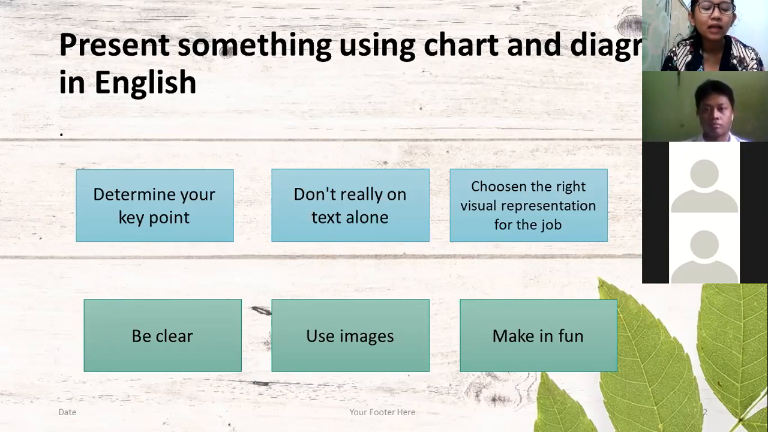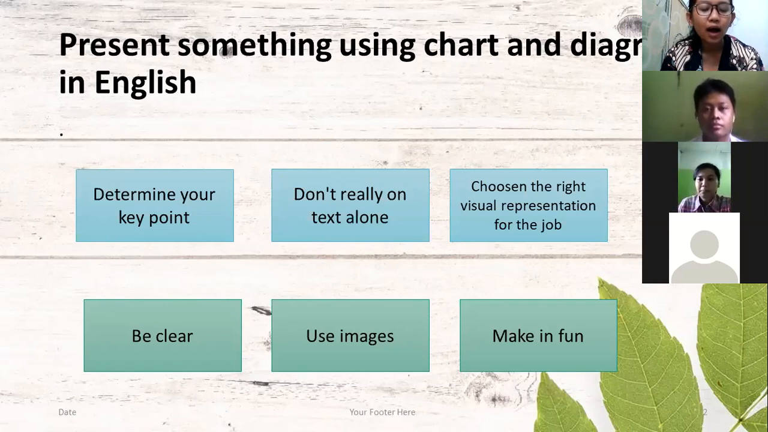And the last, make it fun. Make your data interesting. You can use some video to tell your information story and talk to your audience through the infographic to carefully explain the process, because video is a fun way to get your point across.